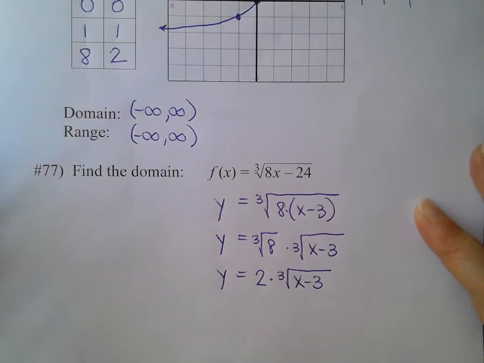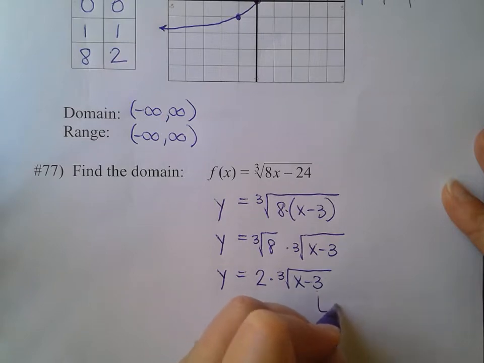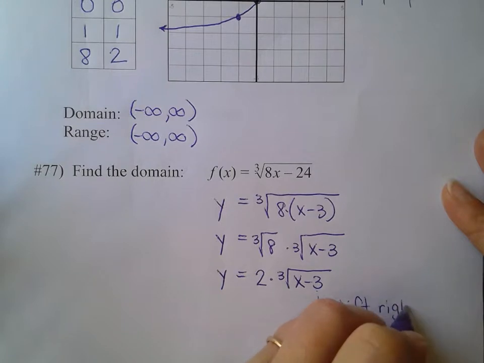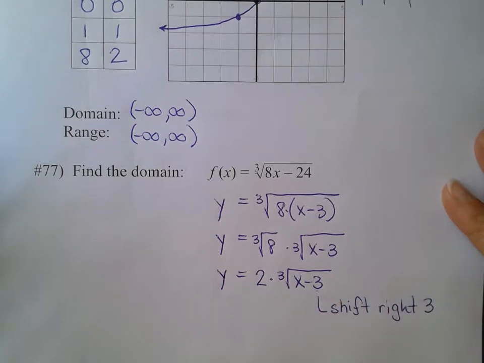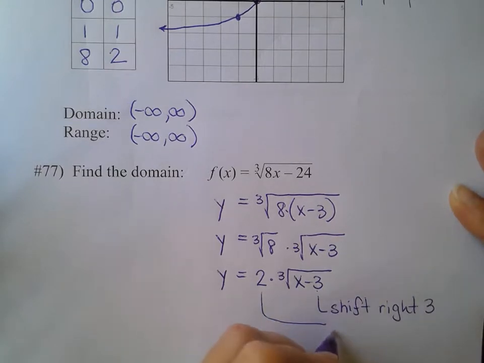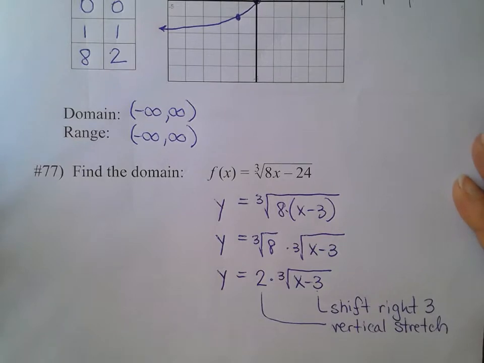So this is really like 2 times the cube root of x minus 3. So I can talk about what this graph would look like. It looks like the cube root graph, which is what we just drew. On the inside, we have this minus 3, so it's shifted to the right by 3. And it also has this 2 on the outside that's being multiplied, so that's a vertical stretch. So it's the same shape. It's been shifted right by 3 and stretched vertically.